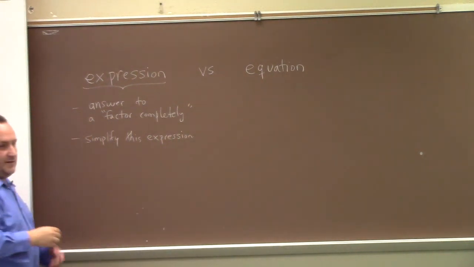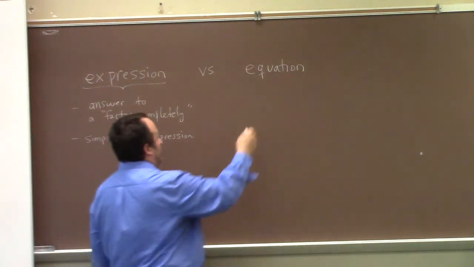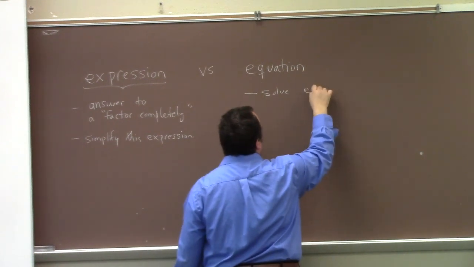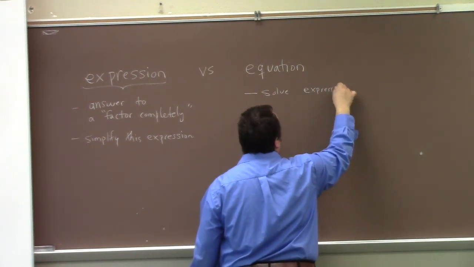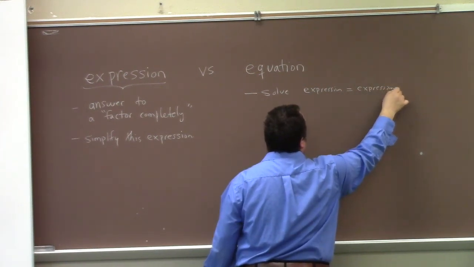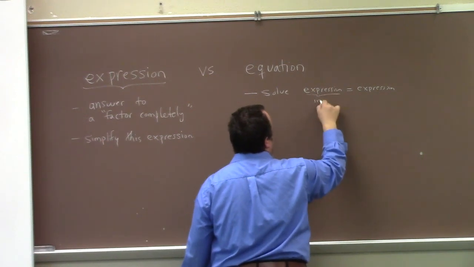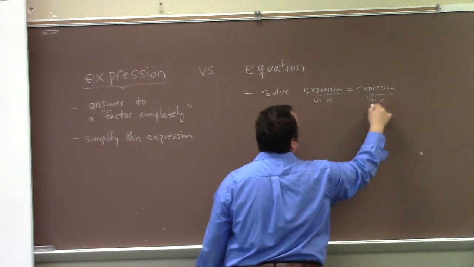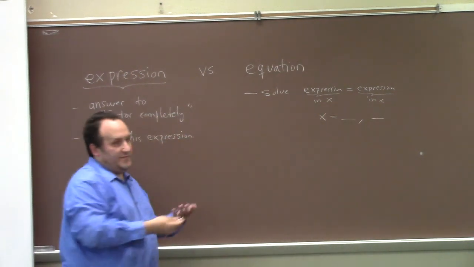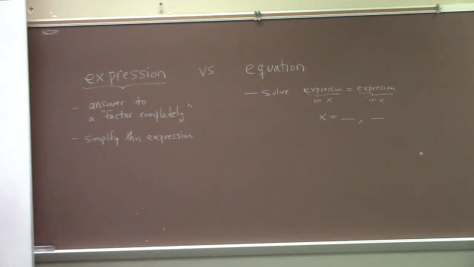But in contrast, an equation, well, that's something where you're like solve, some expression equal to some other expression, right? And this is usually in x. This is also in x. And your solution is going to be something like x equals blank, comma blank, whatever, right? So when we solve an equation, we're expecting a list of numbers or the statement that there is no solution at all, right? That's very different than factor completely or complete the square or simplify the expression.